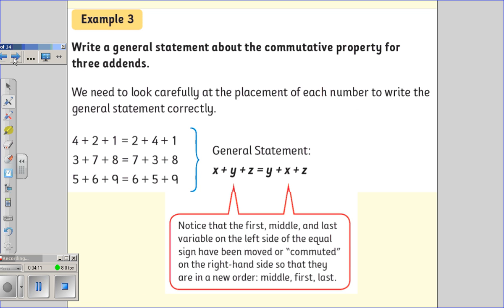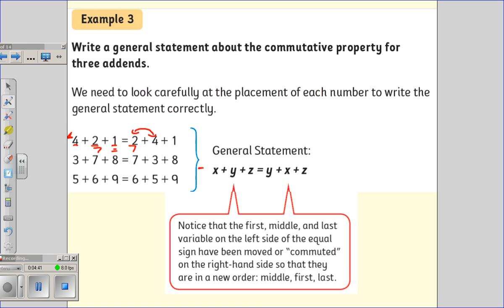What if we have more than 2 variables? Will it still work? Well, let's give it a try. Here we have 4 plus 2 plus 1. What if we moved the 2 and the 4 and had them switch places? Will it still equal the same number? Well, 4 plus 2 plus 1 equals 7. 2 plus 4 plus 1 also equals 7. So even with 3 variables, it still works, this commutative property.